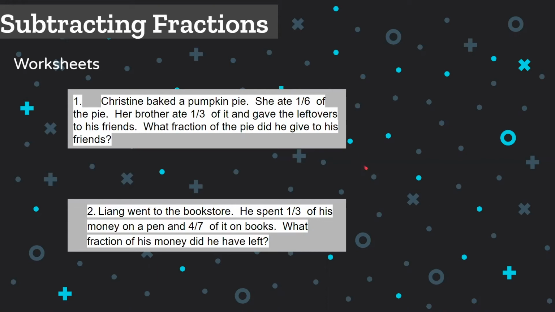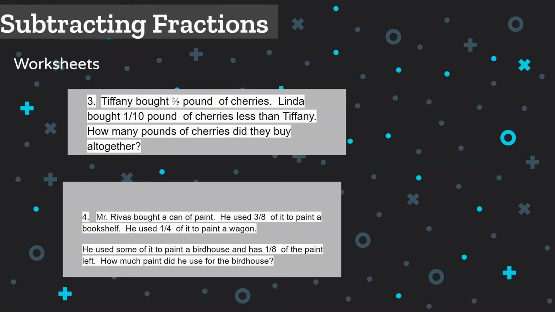And then second, Lang went to the bookstore. He spent 1/3 of his money on a pen and 4/7 of it on books. What fraction of his money did he have left? And then we'll have 2 more. Tiffany bought 2/5 of a pound of cherries. Linda bought 1/10 of a pound of cherries less than Tiffany. How many pounds of cherries did they buy all together?